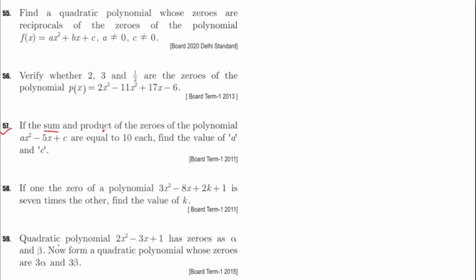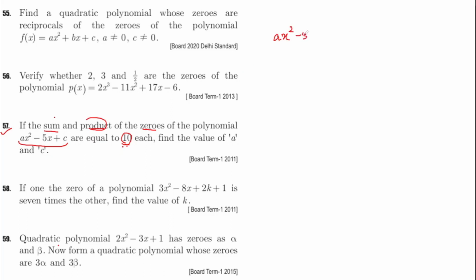If the sum and product of the zeros of the polynomial are equal to 10 each, that means the sum is also 10 and the product is also 10. Okay, the sum and product both are 10. Find the value of a and c. Now again, let's try to solve this question.